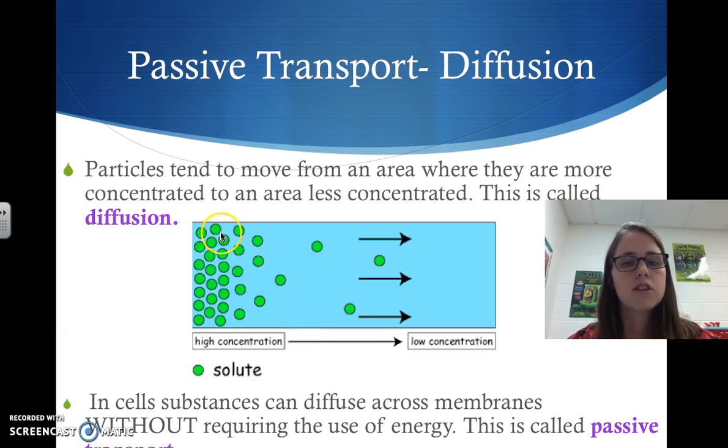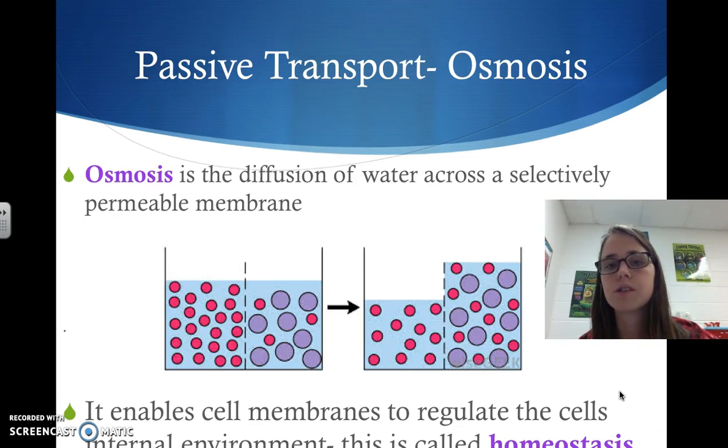So here we have an area that is highly concentrated, and over here we have a low concentration of these molecules, and they will, by random motion, okay, basically these molecules are always moving, and by random motion they will end up so that they are evenly distributed throughout the area. Okay, in cells, substances can diffuse across membranes without using energy, and this is called passive transport. So without using energy, when molecules move from high concentration to low concentration, that's called passive transport.